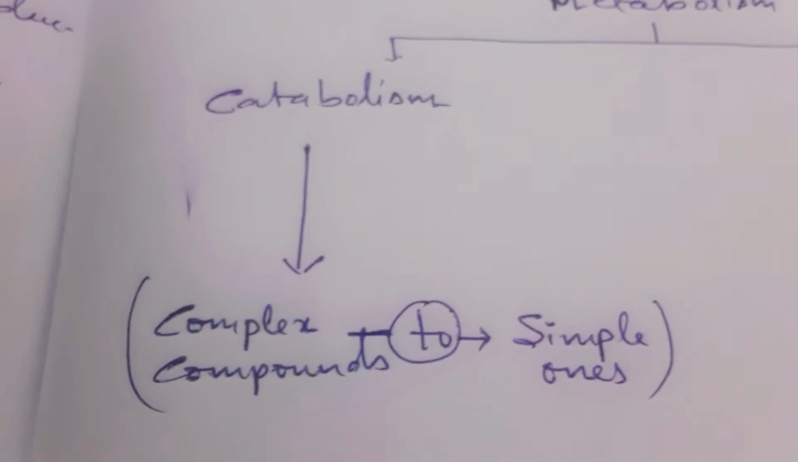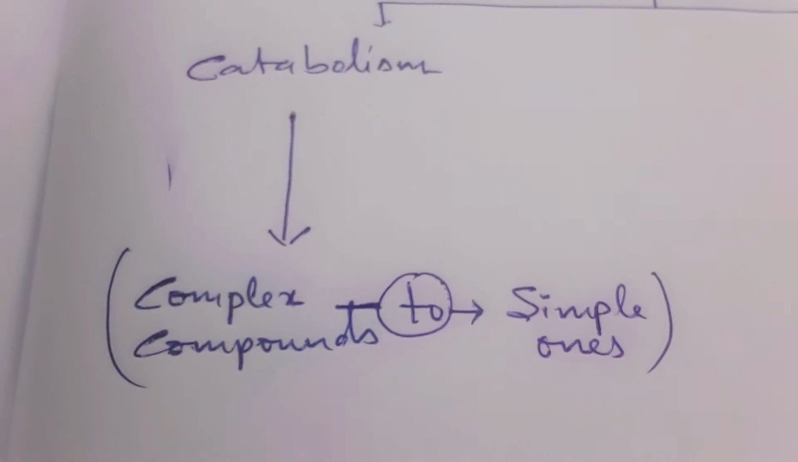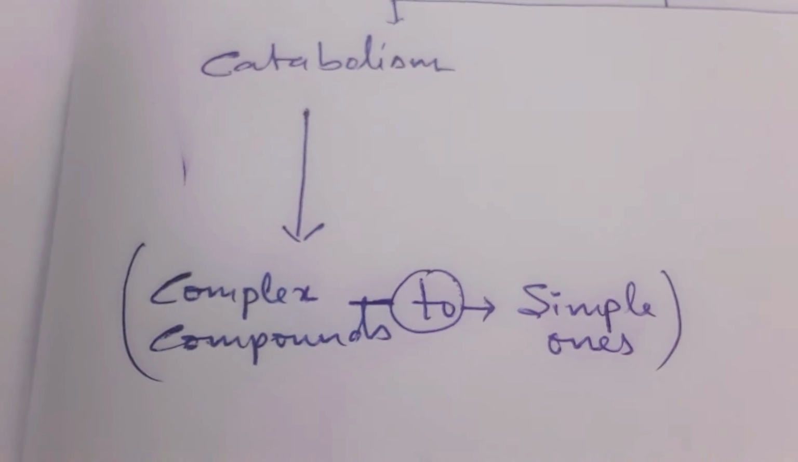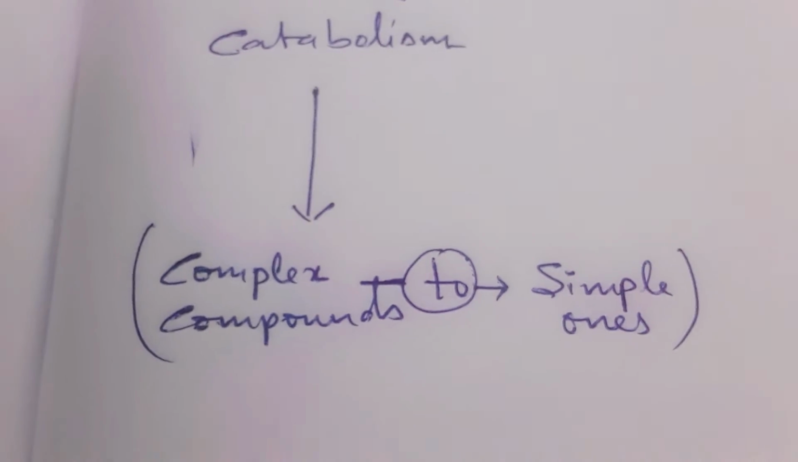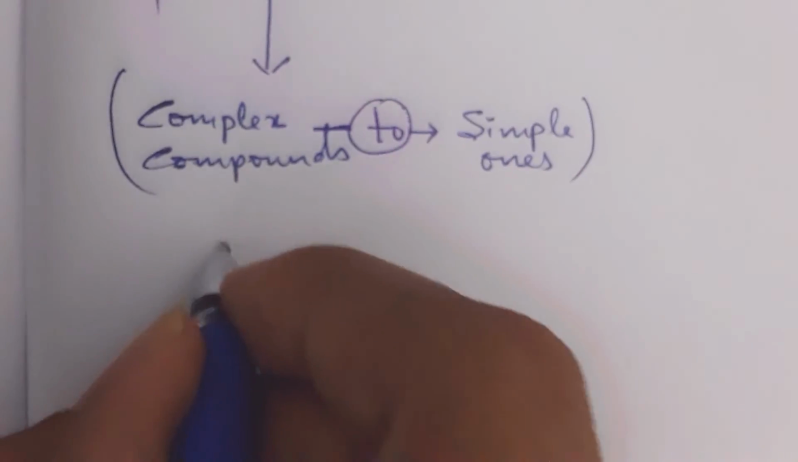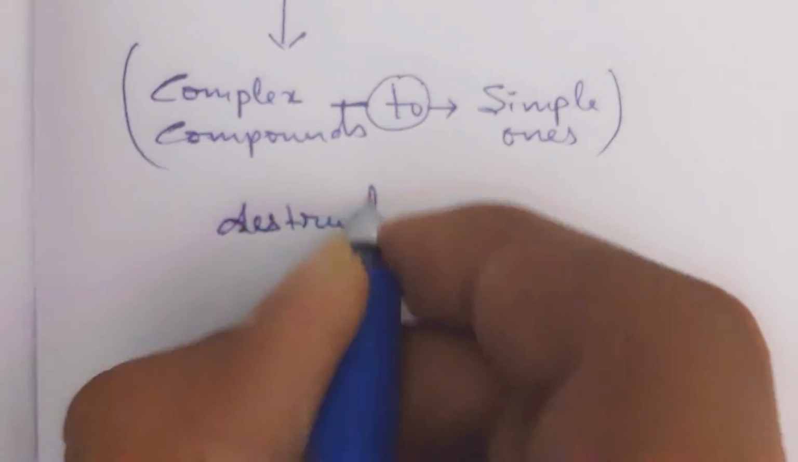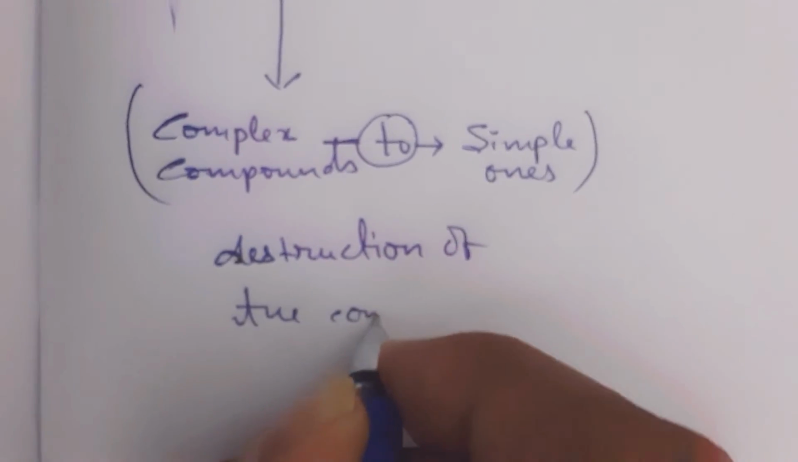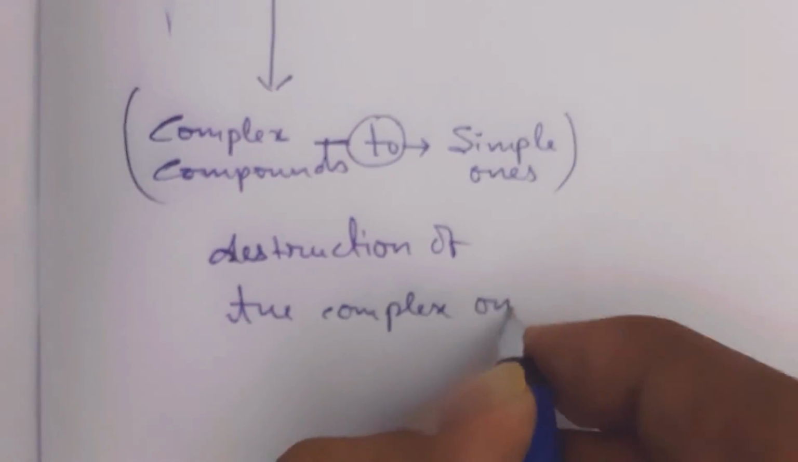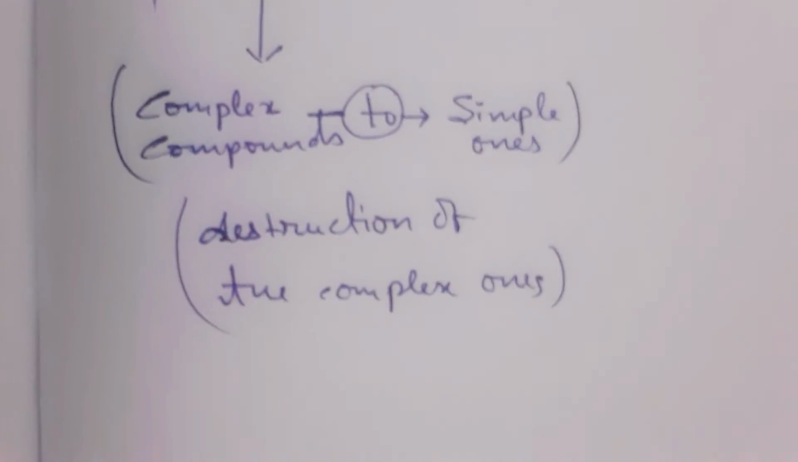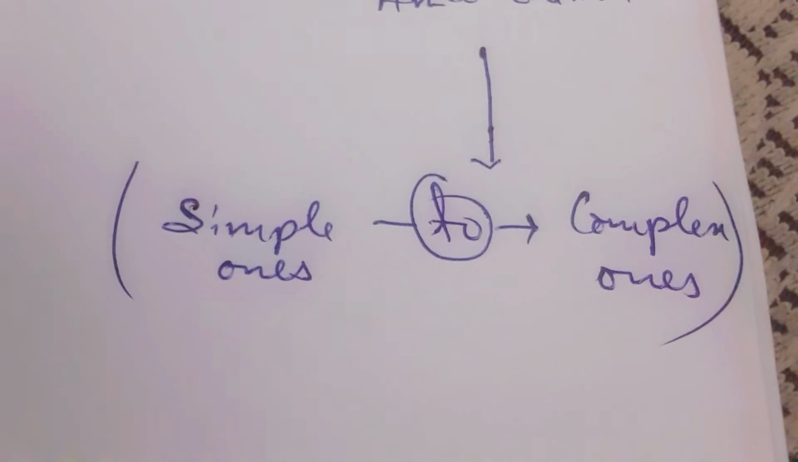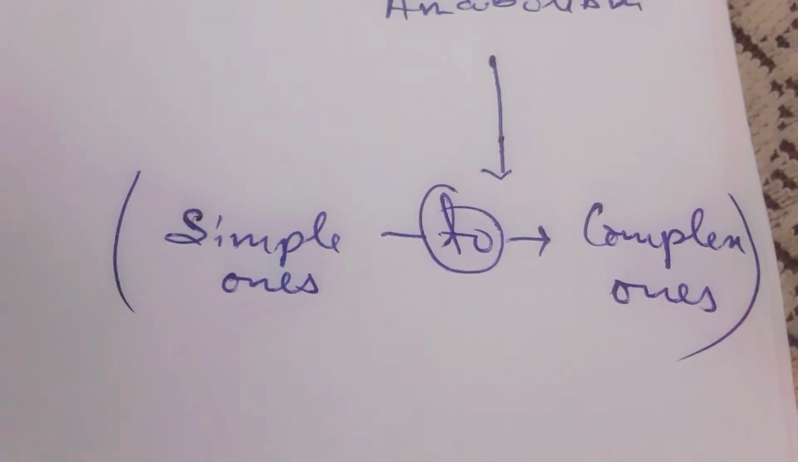Now what does catabolism mean? Catabolism means complex compounds to simple ones. It is really simple to understand. That means the complex compounds formed within the body are transformed into simple compounds by degeneration or destruction of the complex compounds. You see this. And anabolism literally means simple compounds to complex ones. I hope there is no doubt in understanding this.